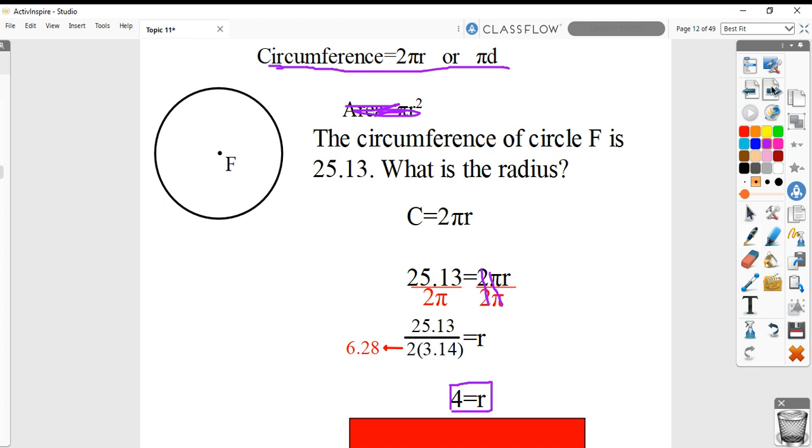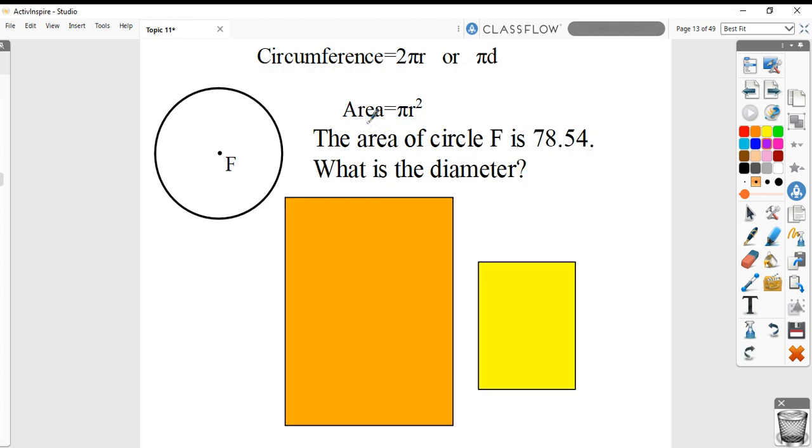Now let's go on to the last problem here. This one is going to be an area problem. We're going to be using this formula right here. We're not going to bother with any of this stuff up here. So the area of circle F is 75.54. It's asking, what is the diameter?